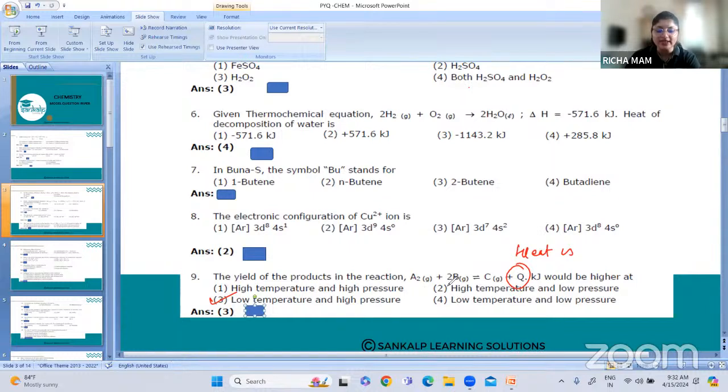So according to Le Chatelier's principle, when the pressure is increased, it shifts the equilibrium to the side of the reaction with a fewer number of moles of gas, and thus it requires a high pressure. So when you apply pressure, the equilibrium shifts to the side where the number of moles is less. Because of that, low temperature and high pressure. So option number D, 3, is the answer. Let us go for the next one.